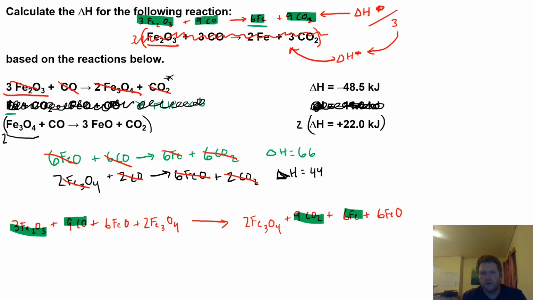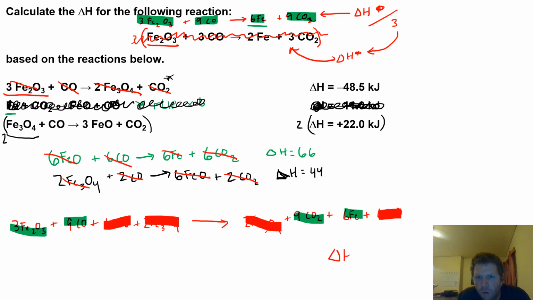But whenever I look at my other reactants, I've got 6 FeO. Well, where's 6 FeO in my overall reaction? It's not there. It's a reactant, but where else is it? It's a product. 6 FeO, it's gone. I've also got 2 Fe3O4, a product. This is great. Now I can combine my delta H's, because I've looked at all my reactants and my products, and I'm in good shape there.